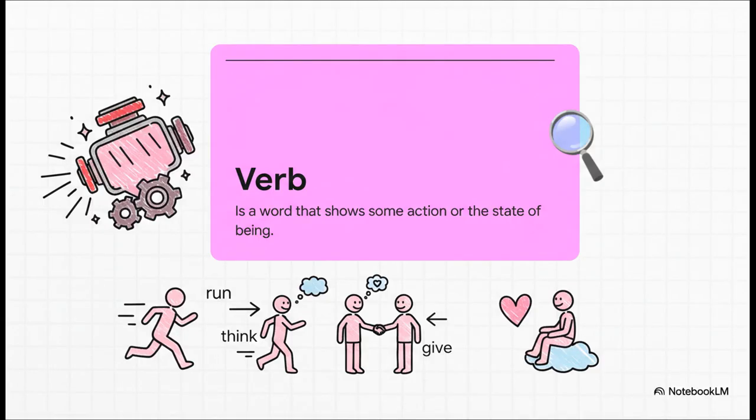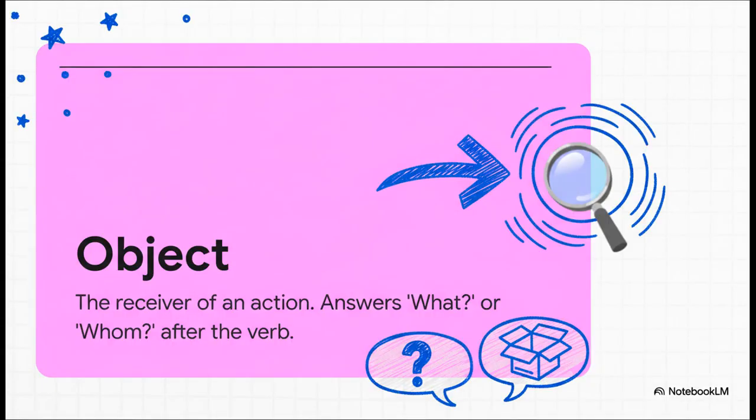Next up, the verb. This is the powerhouse, the engine. It's the word that shows the action, like run, think, or give. Or it can show a state of being, like the words is, am, or are. Bottom line, you cannot have a sentence without a verb. It's impossible. And finally, the object.